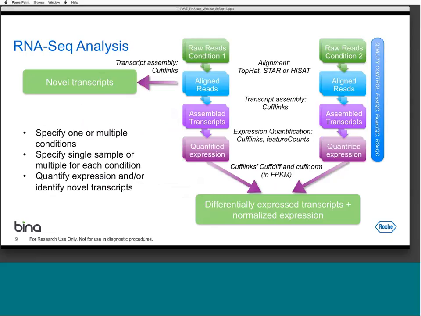And then if you're looking for novel and annotated transcripts, you would go ahead and perform transcript assembly using Cufflinks. If you're looking also at differentially expressed transcripts and want normalized expression, then in addition to the transcript assembly by Cufflinks, you'll perform expression quantification using either Cufflinks or featureCounts. And for quantified expression within Cufflinks, it's Cuffdiff and Cuffnorm that are being used. You'll also find that within the Bina solution, there's extensive quality control reporting, and you have your choice of 3 different sets of quality control metrics.